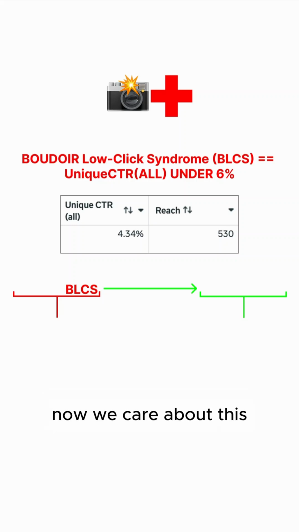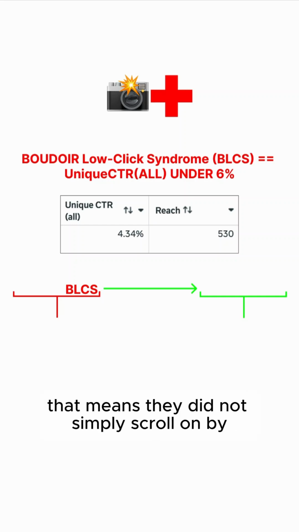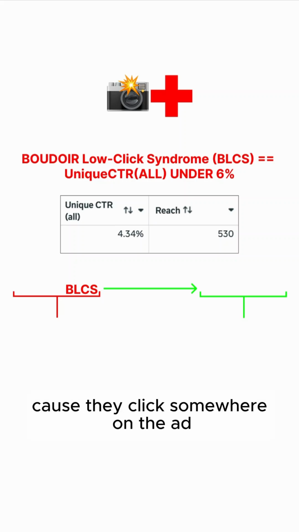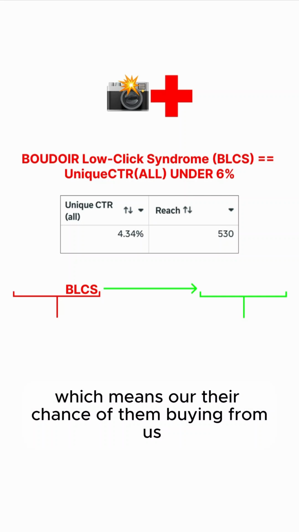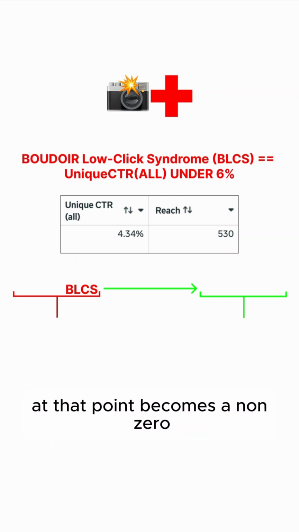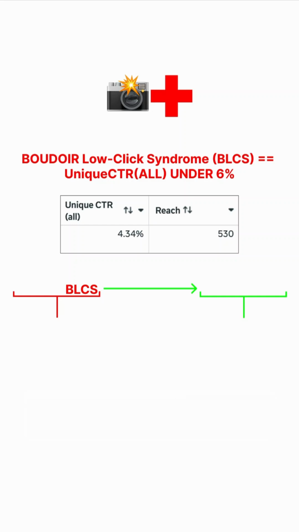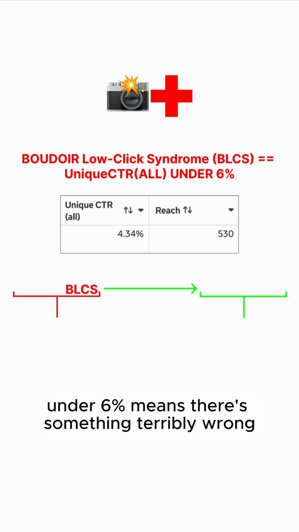Now we care about this because if women click somewhere in our ad, that means they did not simply scroll on by, which means our ad did enter their brain, because they clicked somewhere on the ad, which means their chance of buying from us at that point becomes non-zero. And that's the only time that happens. So we've got to get this number as high as possible. Under 6% means there's something terribly wrong.